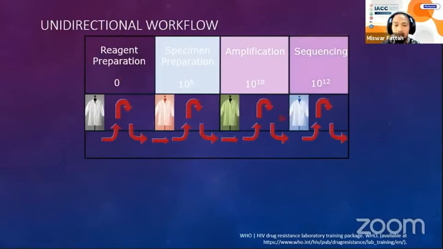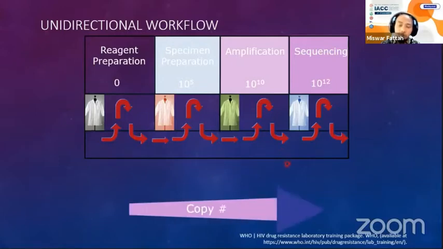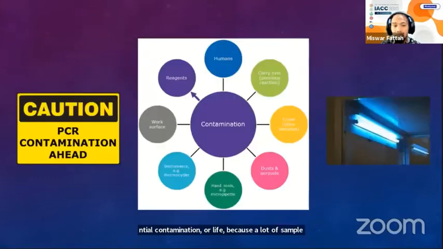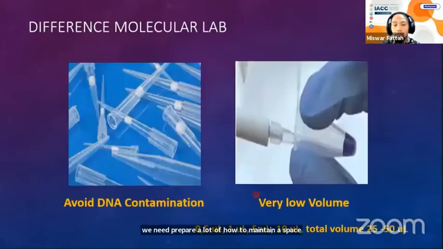Because if we have 4 rooms and we know post-amplification has amplicon there, and if we do not separate the rooms and the workflow is not unidirectional, there is a high potential for cross contamination. Especially if we have only a low volume of tests and a lot of samples, there is a high potential for contamination in our lab, because a lot of samples will be pending in our lab. And PCR contamination is very important, so we need to prepare how to maintain things, especially the airflow in our lab.